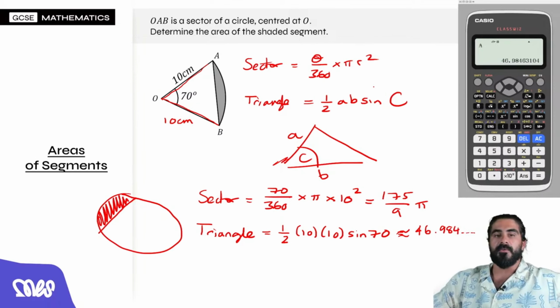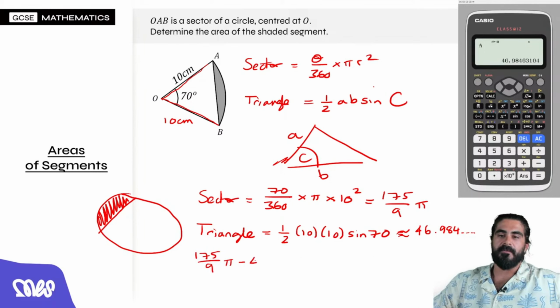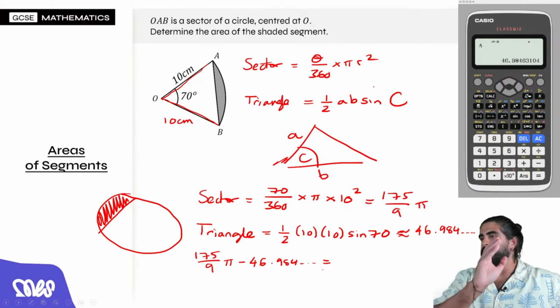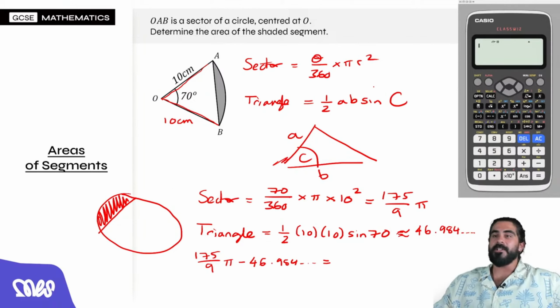But remember what we're doing. We're doing the full sector area, which was 175 over 9 pi. And then we are subtracting that 46.984 dot dot dot. But again, we don't really want to write all of that down, and we don't want to type all of that down either. So what we're going to do is use the A button to do that for us.